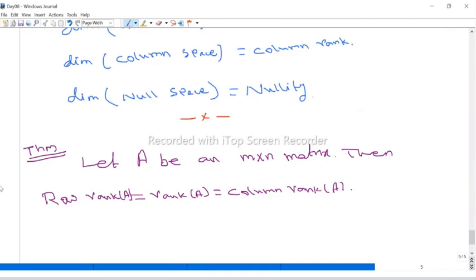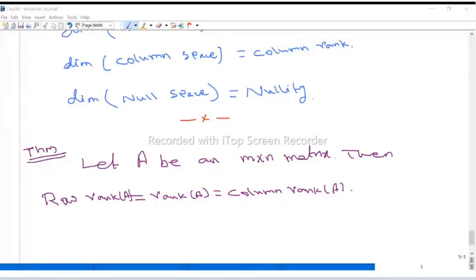So this is a very important result in linear algebra. Row rank equal to column rank equal to rank of the matrix. Any doubt? This result they regularly ask. If you take any competitive examination, indirectly or directly we use this result, row rank equal to column rank equal to rank. Okay, any doubt in this?